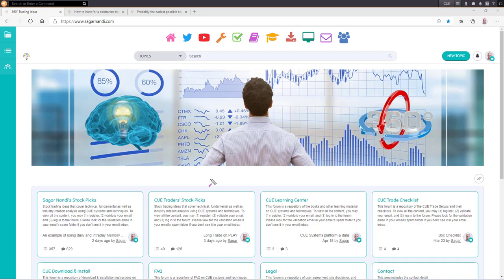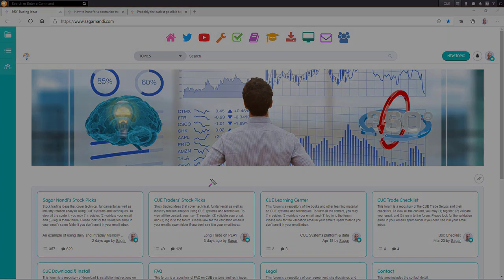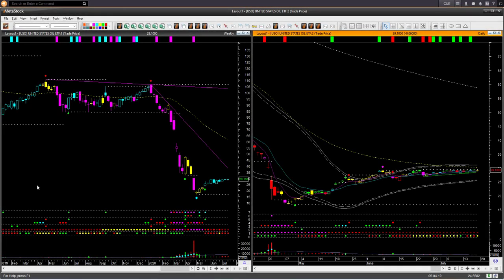Let me now begin with the commodities analysis. I am beginning with oil ETF USO, looking at it using the at a glance weekly daily chart template of Q Global running on MetaStock.